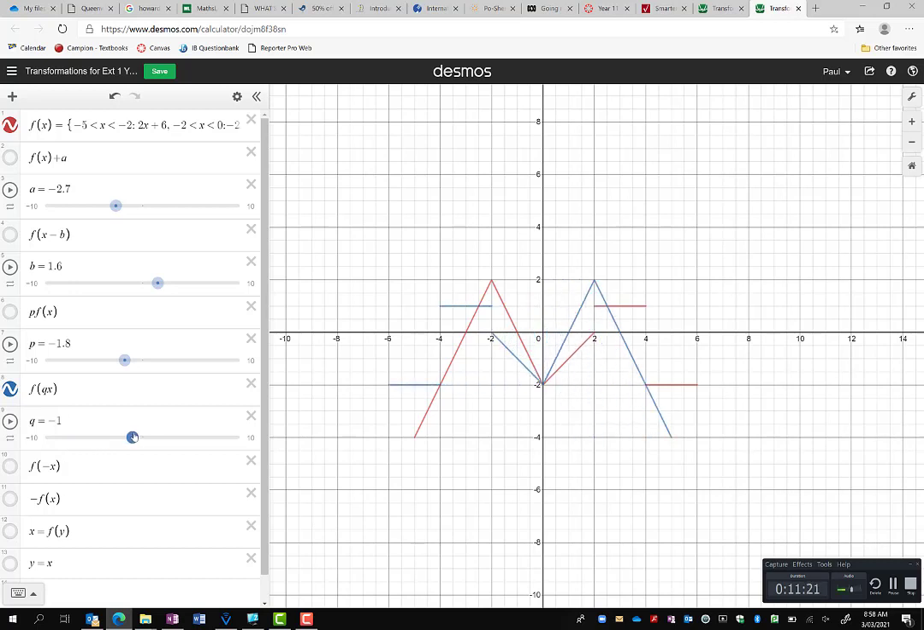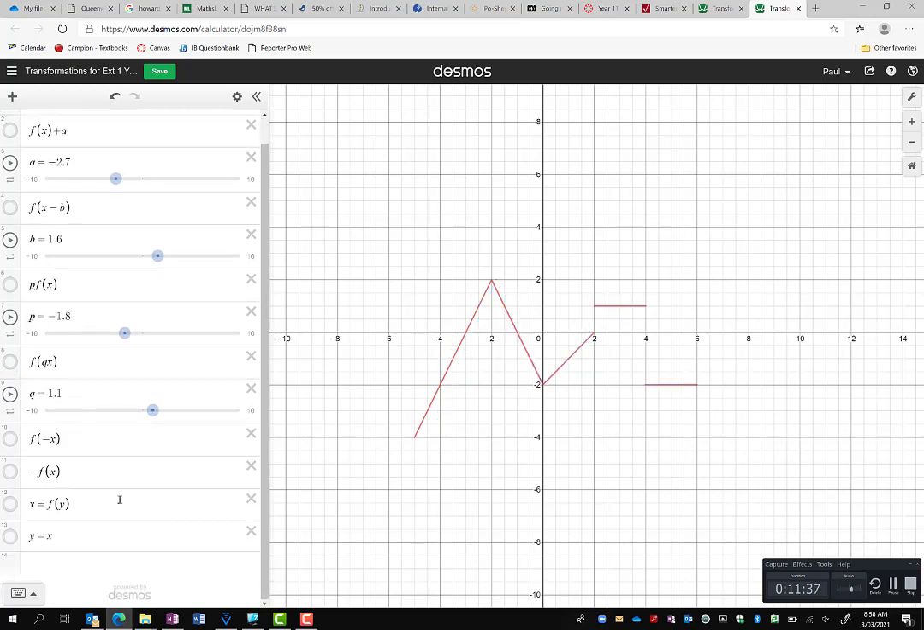I would encourage you to go and play around with this for a bit tonight, because things are better understood if you do it yourself. And if it's negative, it just flips on the x-axis. Will all of those be on OneNote? This is just a website that's saved. So the larger the Q value, the more compressed.